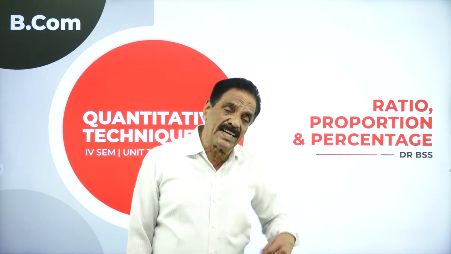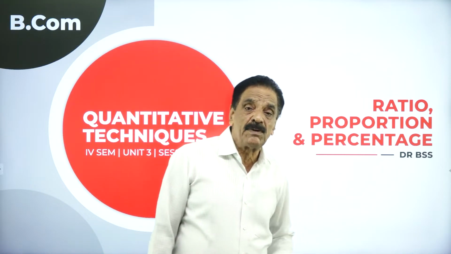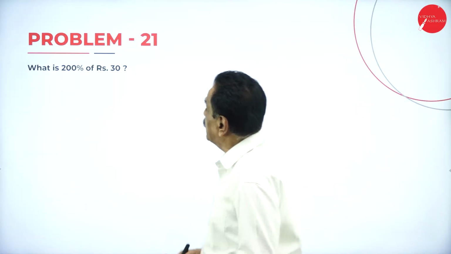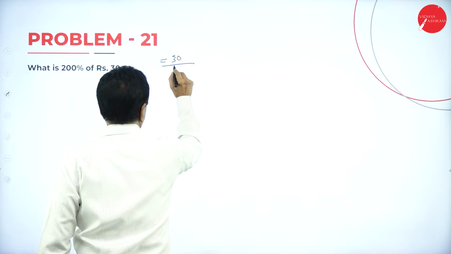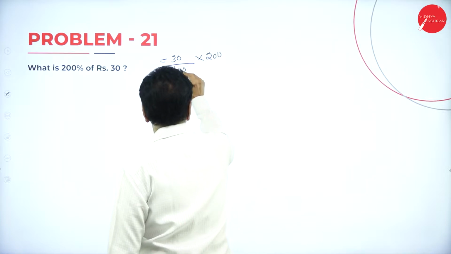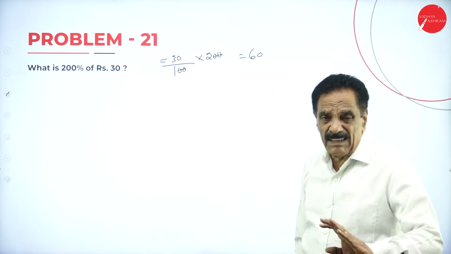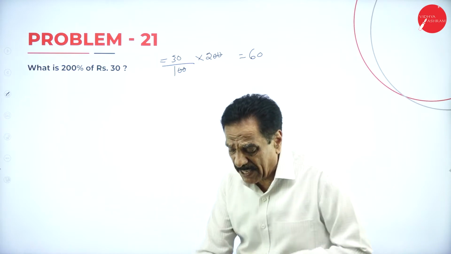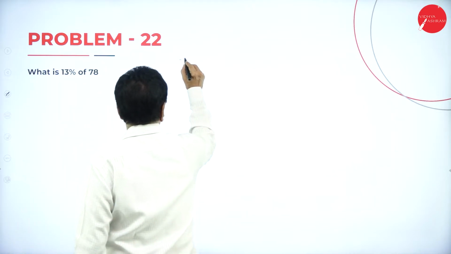In the last session, we already discussed proportion and ratio. We'll have still more problems on percentage. We'll move on to percentage now. What is 200% of 30? It is 30 divided by 100. For 100 it is 30, so for 200% it becomes 60. So for 100 it is 30, for 200 it is 60. 200% means double the figure.